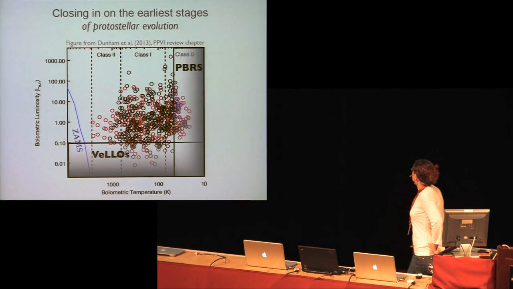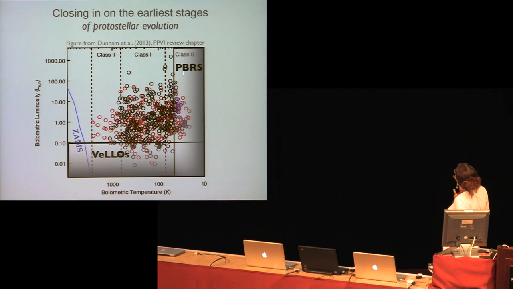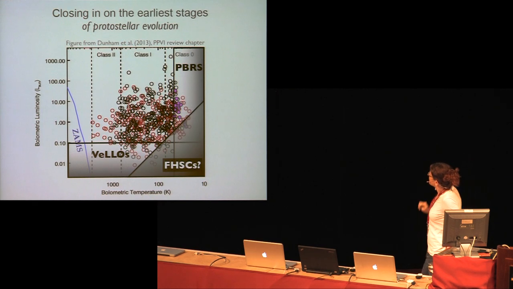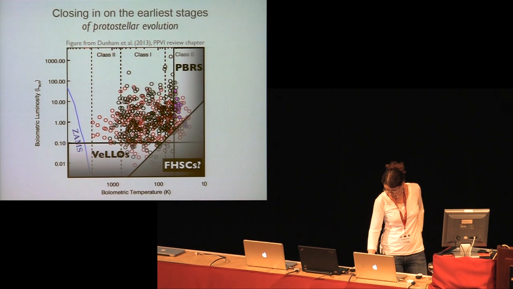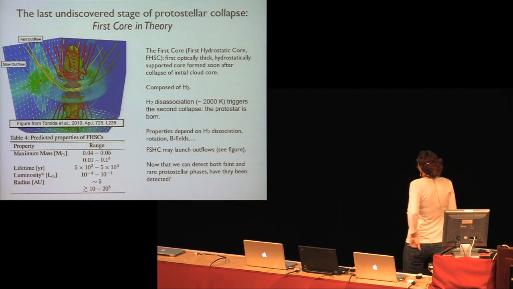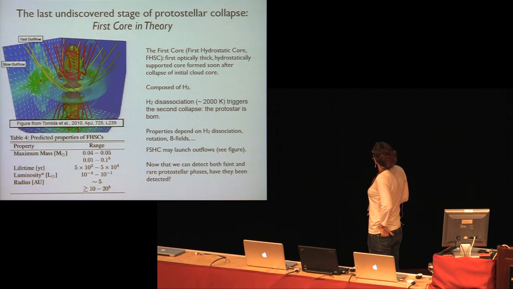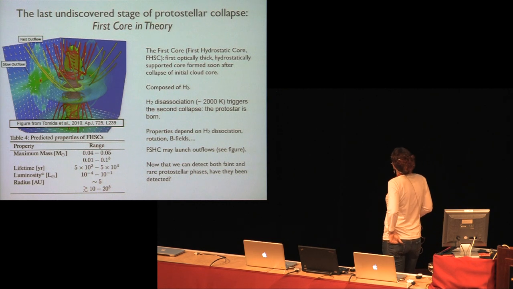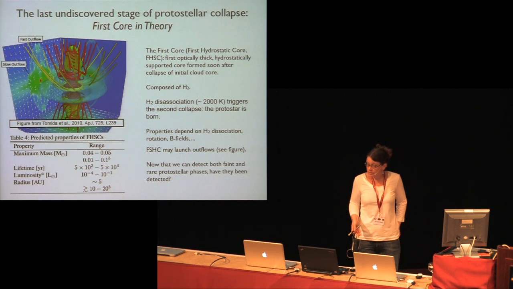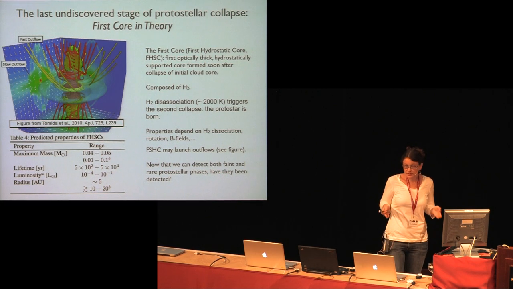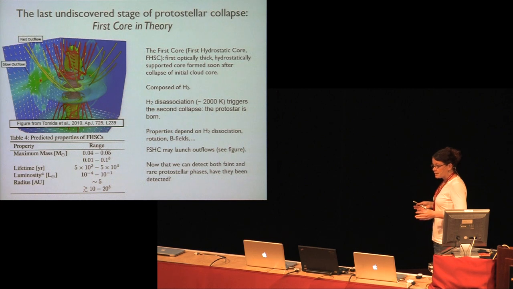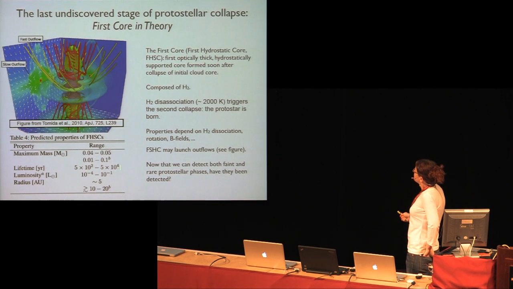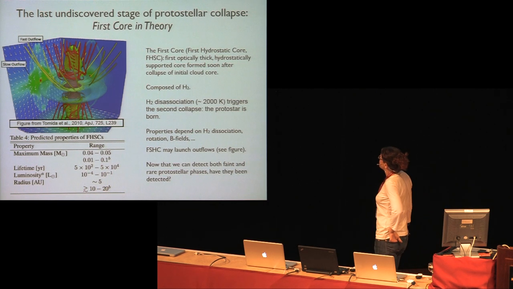Now, we want to get to the first hydrostatic cores, so where are they in our sort of cartoon picture here? They're faint, possibly very red. Some of them you may not even be able to place on this diagram. But just to get an idea. So what are these first hydrostatic cores? The first core is the first optically thick, hydrostatically supported core that's formed after the collapse of a prestellar core. It is composed of molecular hydrogen. And once the core heats up enough to dissociate molecular hydrogen, it'll undergo a second collapse, and at that point, the protostar is born.